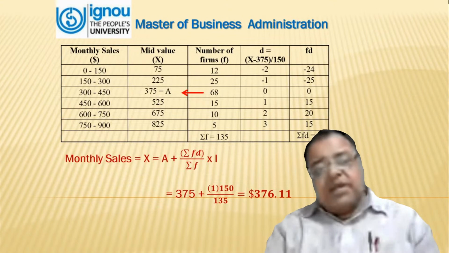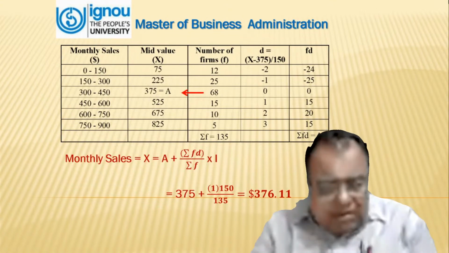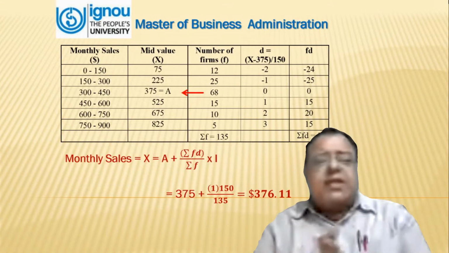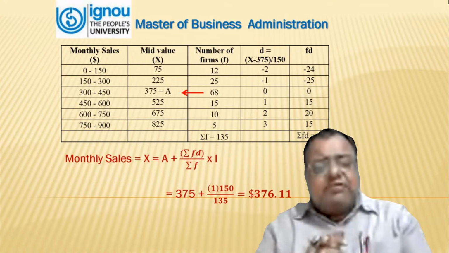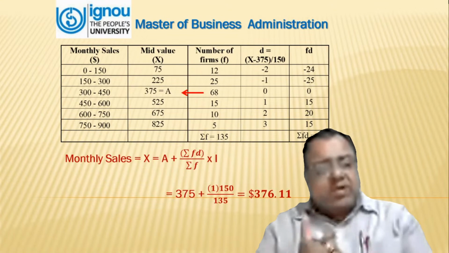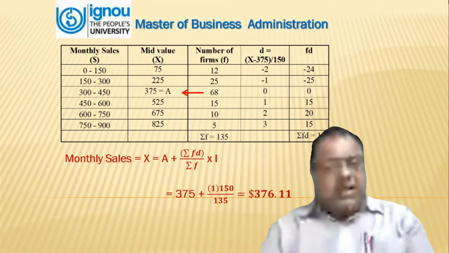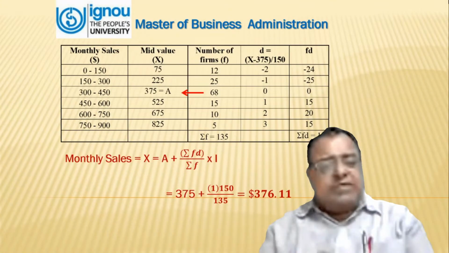As you can see, we don't have to calculate all these values every time. We can see that the difference is 150. So what we will be doing? To 75, we will straight away keep adding 150 till the last one, till 825.